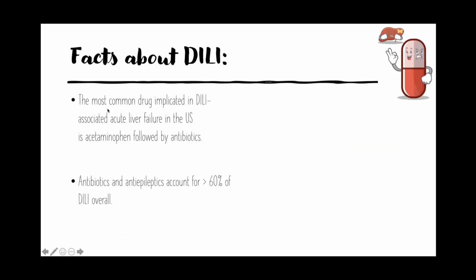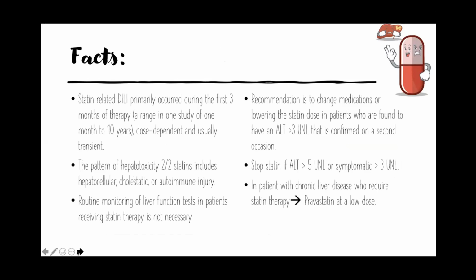So, guys, the most common drug implicated in drug-induced liver injury in the US is acetaminophen, and then the antibiotics, and also anti-epileptic medications. In regard to statin-related drug-induced liver injury, it's usually occurring after 3 to 6 months, but some studies mentioned up to 10 years, and it's usually dose-dependent and usually transient.